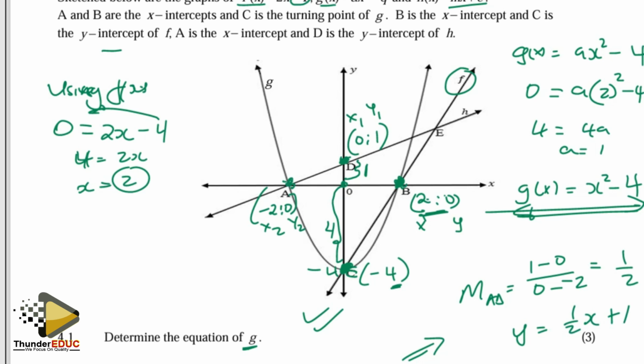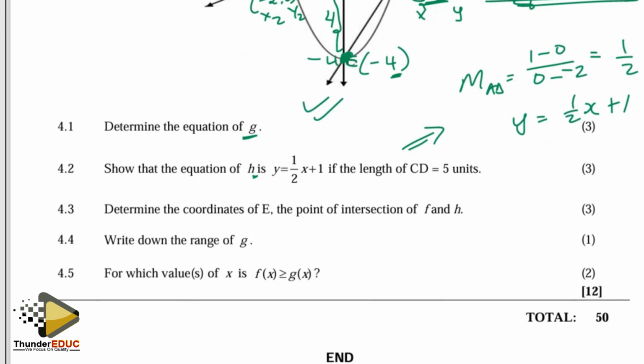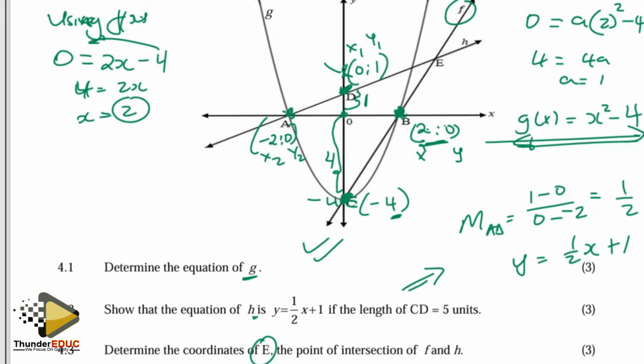So we're going to give you marks for identifying the correct coordinates of D. We're going to give you marks for finding the gradient and rewriting the equation. That is 4.2. And then determine the coordinates of E. Where is E? E is where the two graphs are meeting. Now, for us to get the coordinates where graphs are meeting, it simply means that at point E, the two graphs are equal to each other. In other words, we're solving this simultaneously.